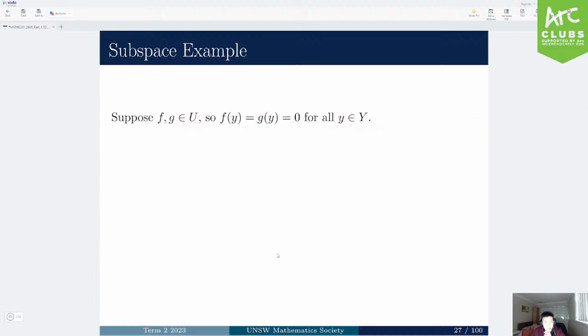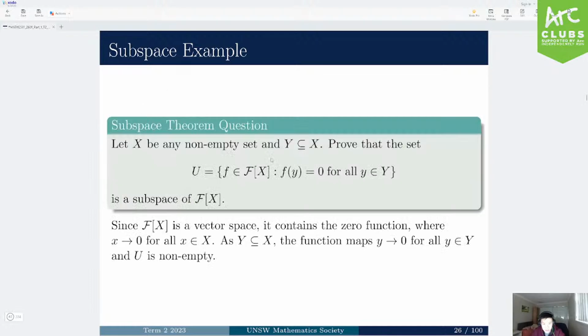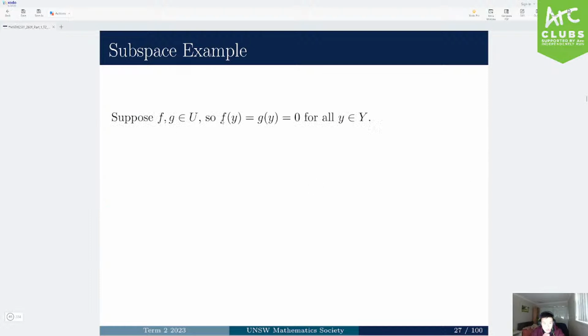And again, to prove that lambda f plus g is inside U, we always suppose that f and g are elements inside U. And one of the conditions inside U was that f of y is equal to 0. So we can assume that f of y is equal to g of y is equal to 0. And suppose alpha is inside the scalar field F.